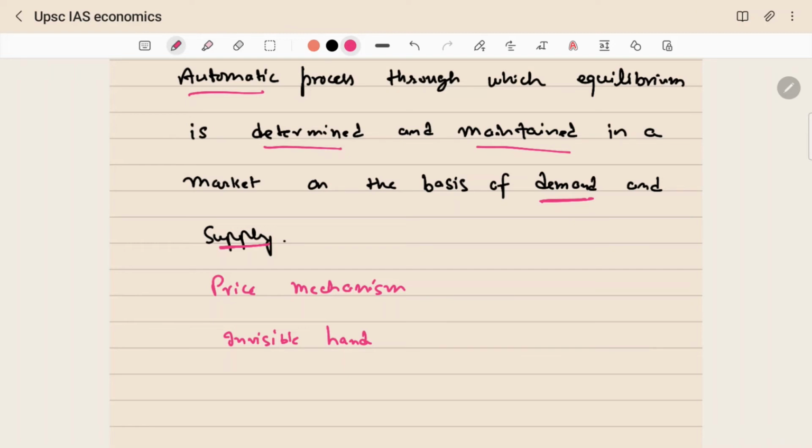Although there is no hand as such, this is a theoretical construct. This term invisible hand was given by Adam Smith, who is the father of economics. Now let us study the impact of change in demand on the price level.